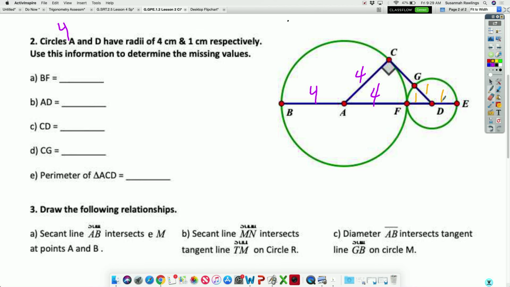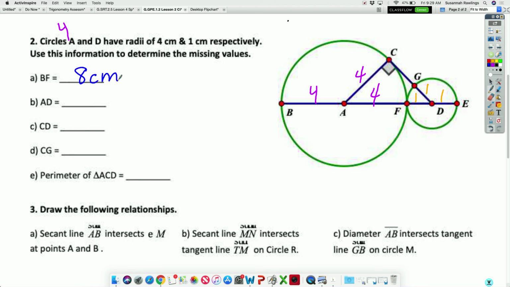Just labeling a radius. All that's happening. Alright, so it just wants us to go through and list out some lengths. So BF, what would I do to find B to F? Yeah, it's just 4 plus 4, which is 8 centimeters. That's actually our what? What does that represent? That's the diameter. Good.